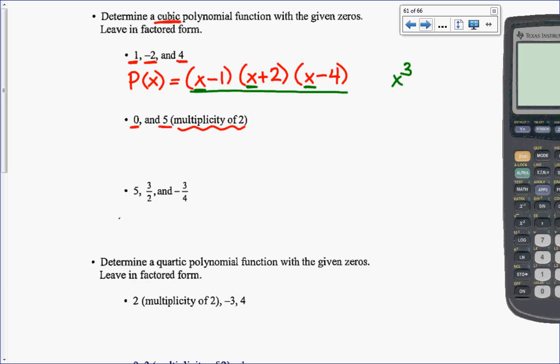Okay, so this would be p of x equals, well, to get the 0, that's an x just in front that equals 0, right? My other factor would give me x equals 5, so that's x minus 5. But that factor has a multiplicity of 2, so that means that factor is squared. When I double check this now to see if this will give me a cubic function, I have x times x that has been squared. So x squared times x.